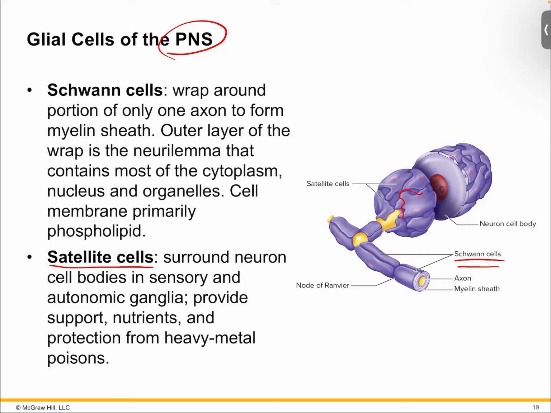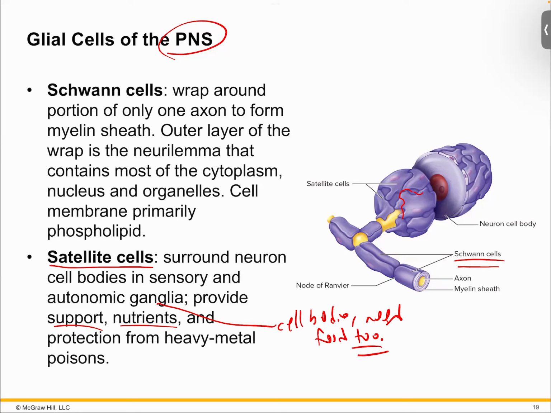Specifically in ganglia, like in parasympathetic or sympathetic ganglia. And these will kind of feed the ganglia cell bodies. So the ganglia, remember, the cell bodies need food too. So the satellite cells are kind of like what the astrocytes are, only they're in the peripheral nervous system.